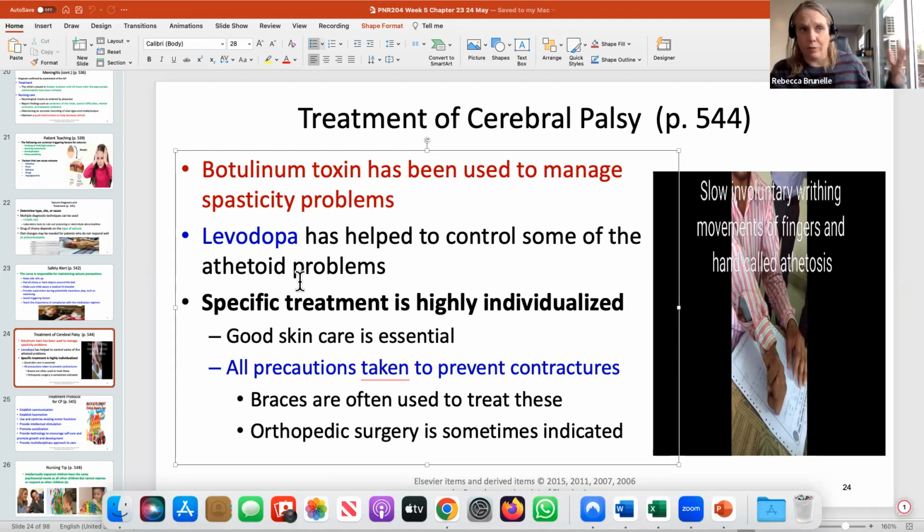Like I said, there's a lot of different ways that cerebral palsy can look. Some kids are able to walk with crutches, some are wheelchair bound, some of them just have an awkward gait.